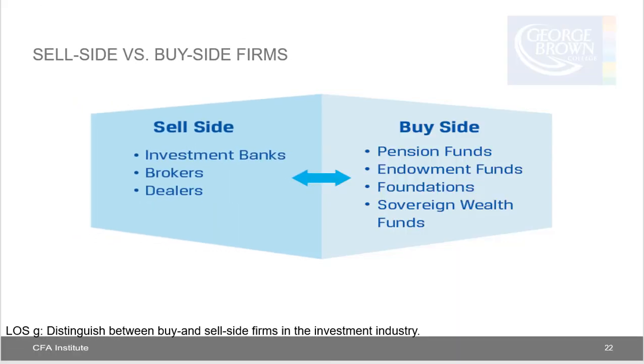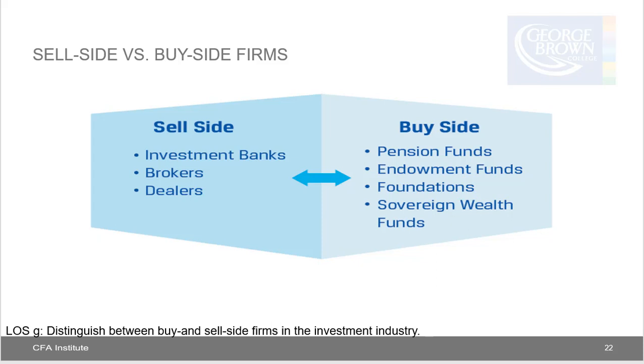Learning outcome statement G is distinguish between buy-side and sell-side firms in the investment industry. So this is really important to understand. You often hear buy-side, sell-side. Are you on the buy side or the sell side? When I was young and didn't understand that, I thought I'm on the buy low, sell high side. I didn't really ever understand what the buy side and sell side was. So this is important to pay attention to.